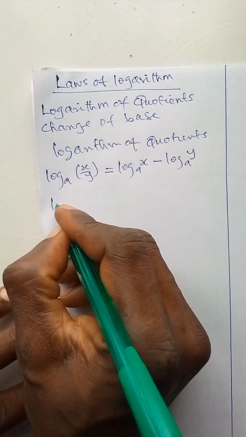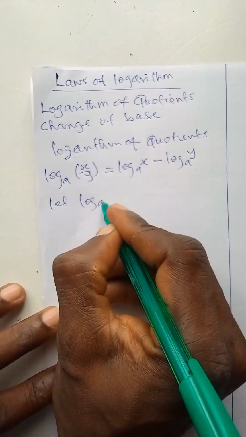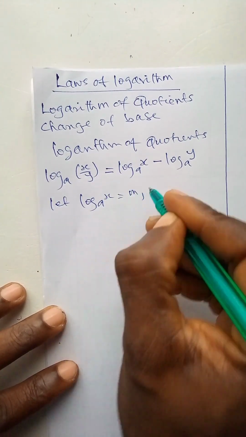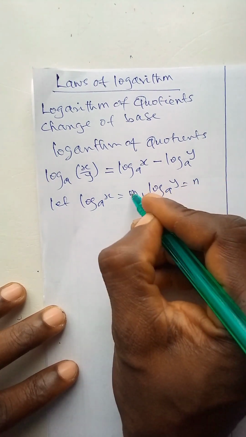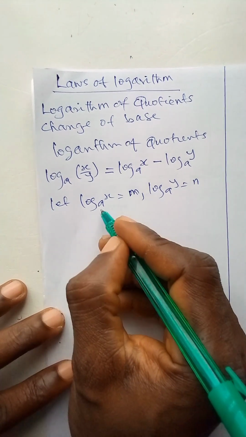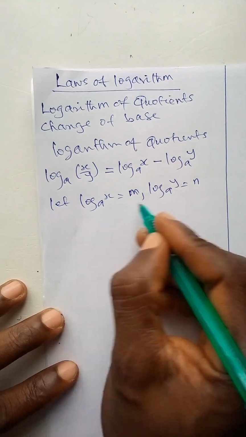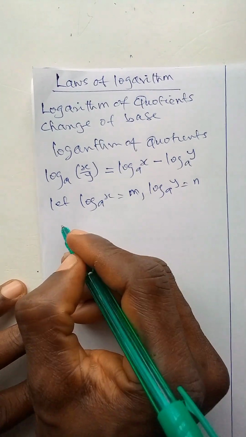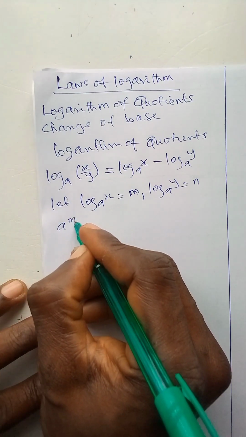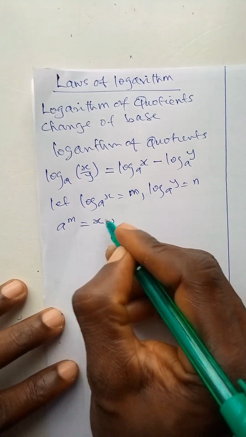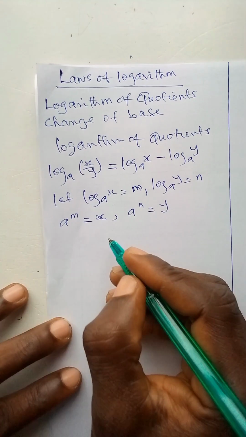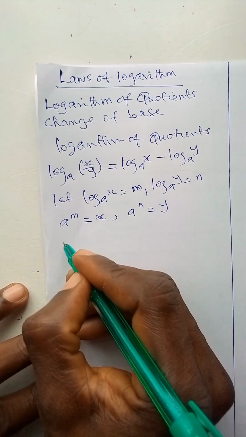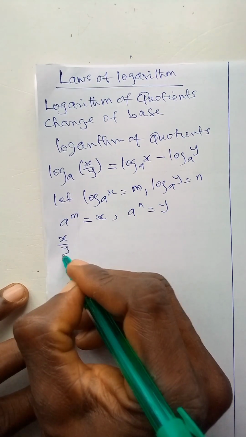Let us assume that log to base a of x is m and log to base a of y is n. Now, if I convert these two logarithms to indices, I have a raised to power m is equal to x and a raised to power n is equal to y. Now, since we are dealing with quotients, I'm going to divide x by y.